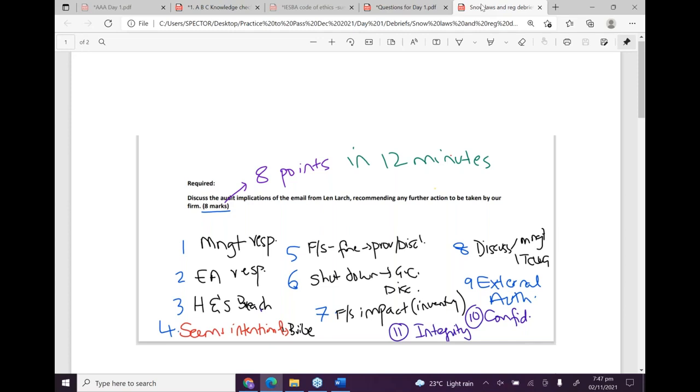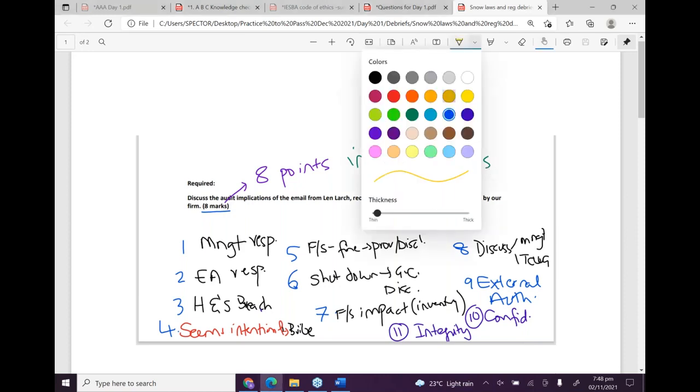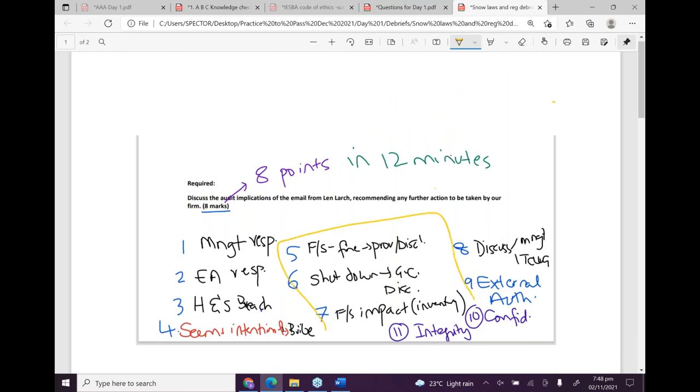So in terms of your answer, first mark for management responsibility, second mark for external auditor's responsibility, one mark for actually saying a breach has happened of health and safety law. Another mark for saying the bribe is indicative of the fact that this was intentional and at least one senior management person was aware of this. 5, 6, and 7 relate to financial statement impact. I'm going to put this together and you have to discuss this for separate marks.